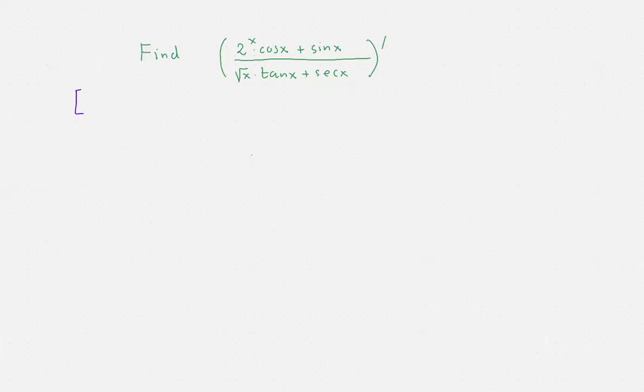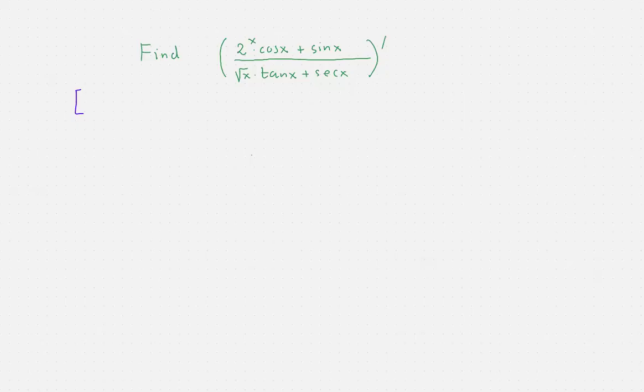Okay, so we would like to find the derivative of this function. It's not your garden variety function, but it involves several rules of differentiation. So it's the derivative of 2 to the x times cosine x plus sine x over square root of x times tangent x plus secant x.